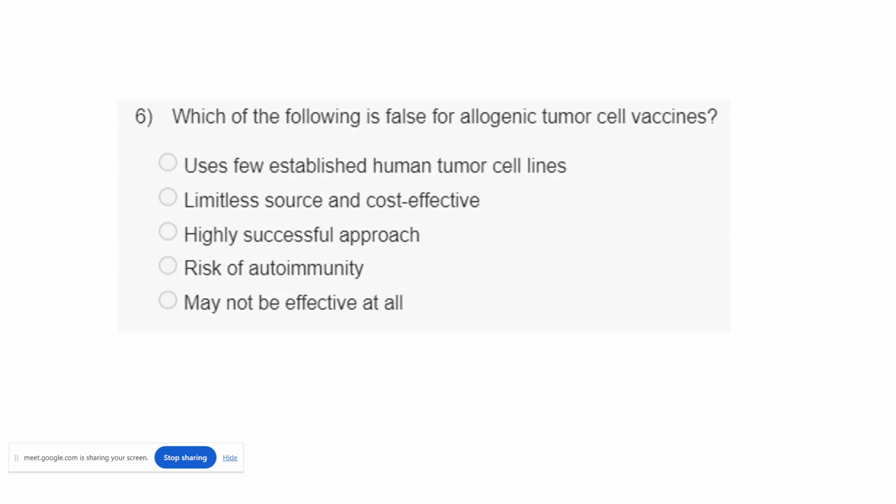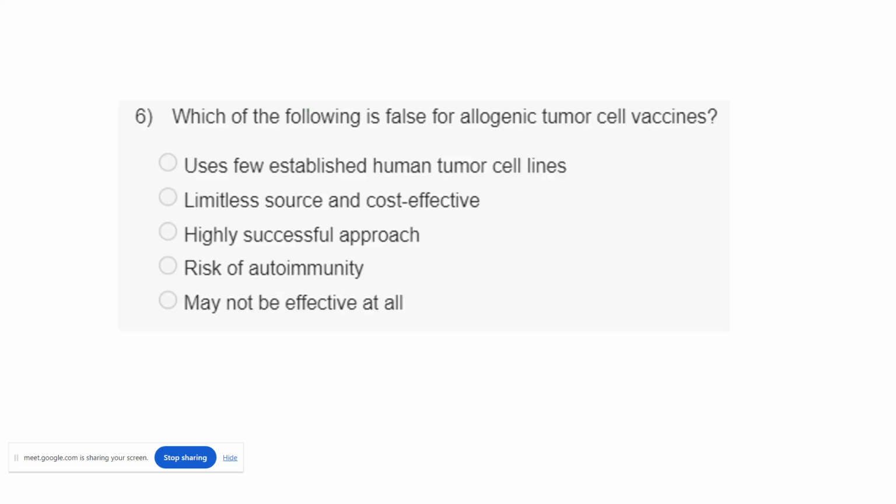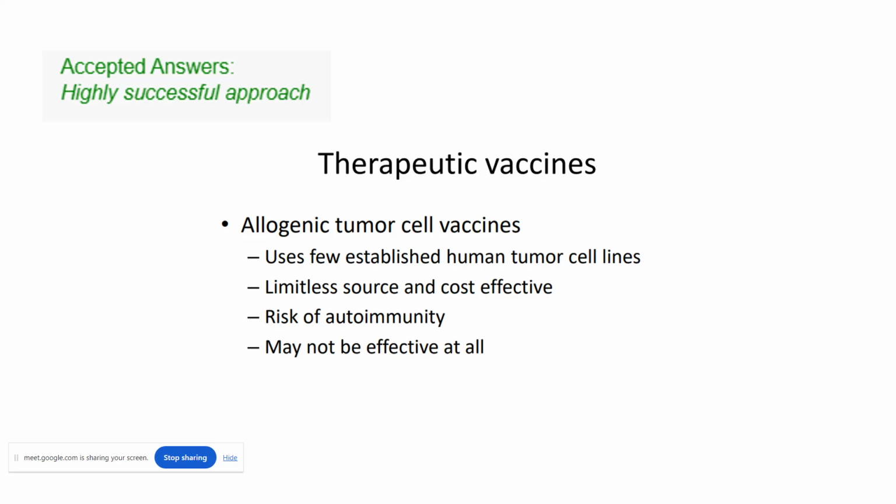Yes, all of you are correct. It would be option 3. It is not a highly successful approach, and all of the rest of the options are true. Basically, use of very few established tumor cell lines. There is limitless, so it is a limited source and cost effective, and there is the risk of autoimmunity, and it may not be effective at all.